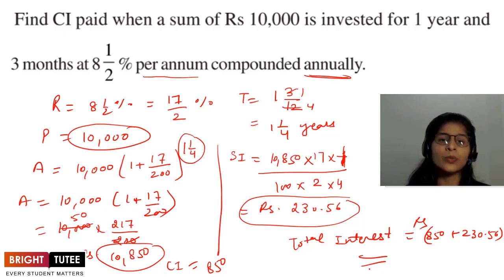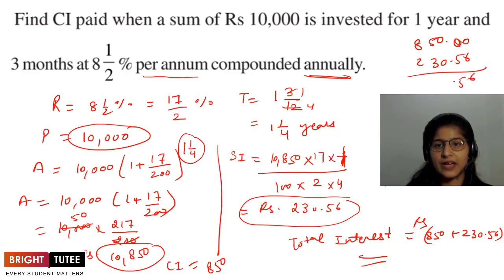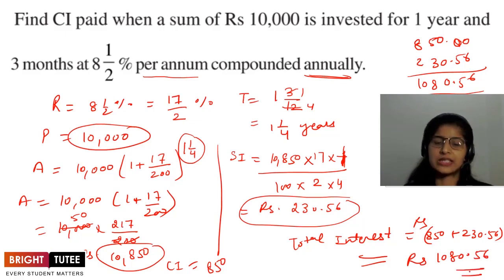So we converted that into 1 whole 1 by 4 years by converting 3 months also into years. Clear? So let's just add 850 and 230.56. So 0, 0, we will take after decimal 6, 5, then we have 0, 5 and 3, 8, 8 and 2, 10, right? So the total interest paid is 1080.56 rupees. This is the compound interest that will be paid.